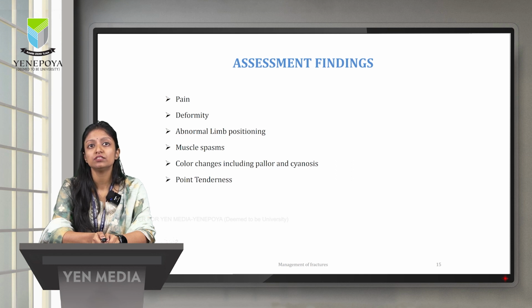Then there is color changes including pallor and cyanosis. That is due to the decreased blood flow or accumulation of blood under the skin, we see the skin becoming pale or becoming cyanotic, that is, bluish discoloration of the skin occurs. Next, we have point tenderness, that is, we feel pain on touching certain affected areas.